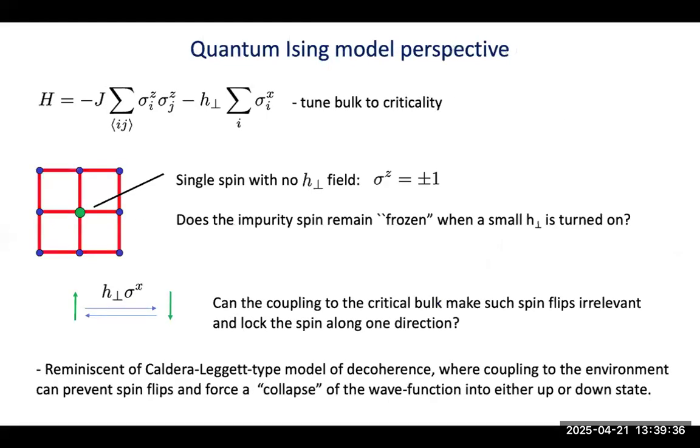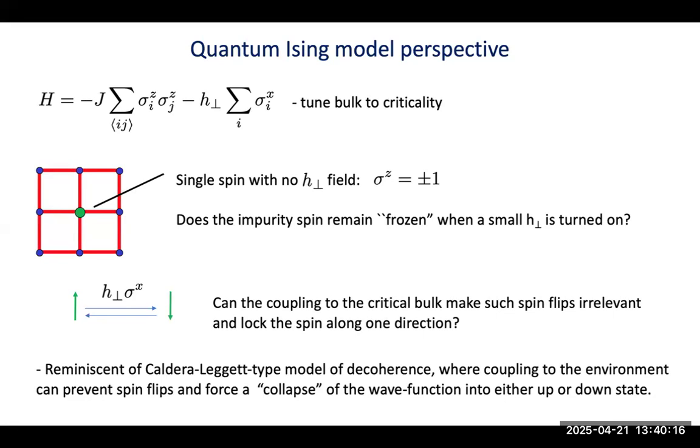And now the question is, of course, in the limit of zero transverse field on this impurity spin, I have long range order in the time direction. Sigma z is just frozen in time. And the question is, if I apply a small value of transverse field on this impurity spin, does this freezing remain or not? Of course, if the spin is isolated, the moment I turn on a transverse field on it, I enable spin flip processes, and the spin just points along the x direction.